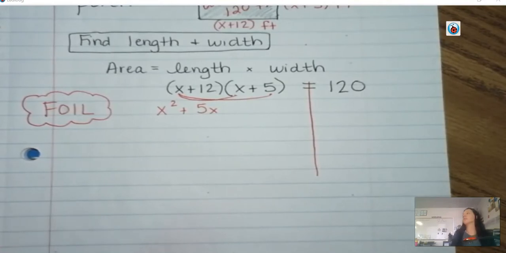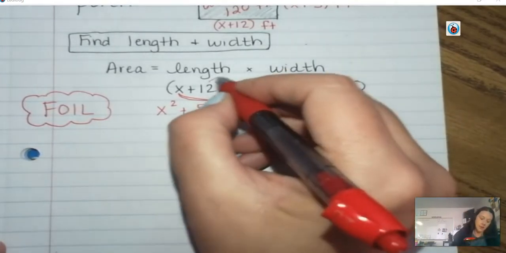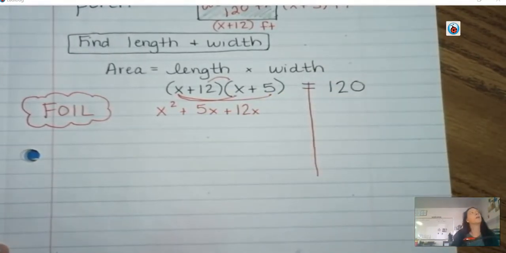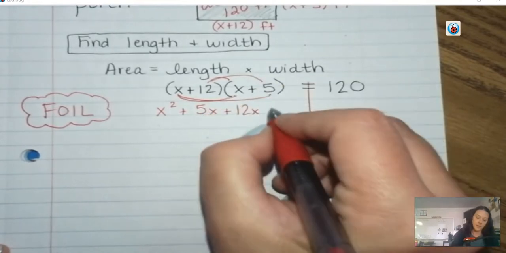Some of you are sitting there not writing anything down. Then 12 times x is 12x. And then 12 times 5 is 60.